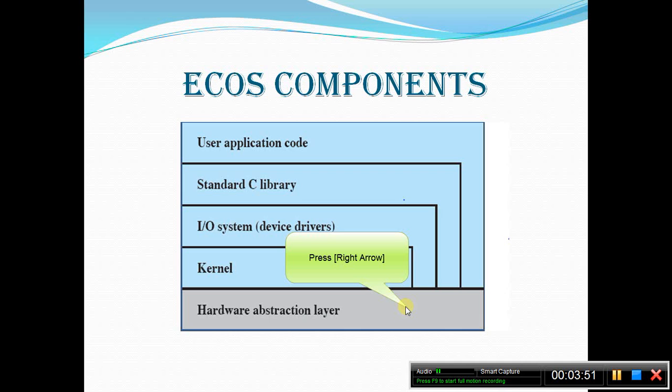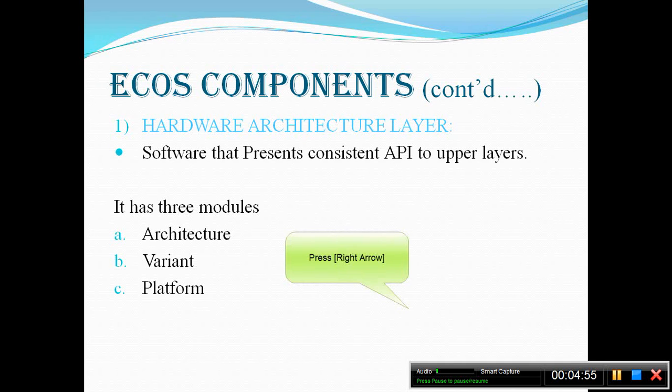So the HAL is the software that presents a consistent API to the upper layers and maps upper layer operations onto specific hardware platforms. So the HAL is different for each hardware platform. Next, there are separate modules in the HAL, that is architecture, variant and platform.